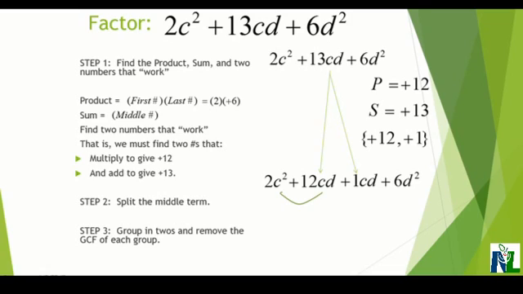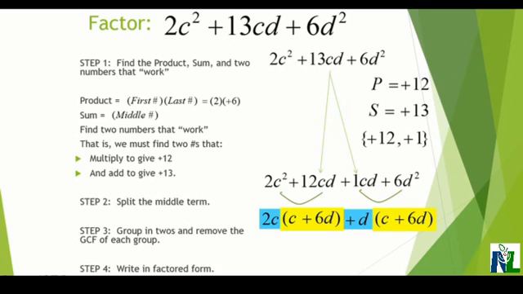group. In the first group, we have a GCF of 2C. To determine the remaining factor, we divide each term in our first group by 2C, leaving us C plus 6D. We repeat the step for the next two terms. Our GCF here is positive D, and when we divide both terms by positive D, we're left with C plus 6D. Our final step is to write our answer in factored form.